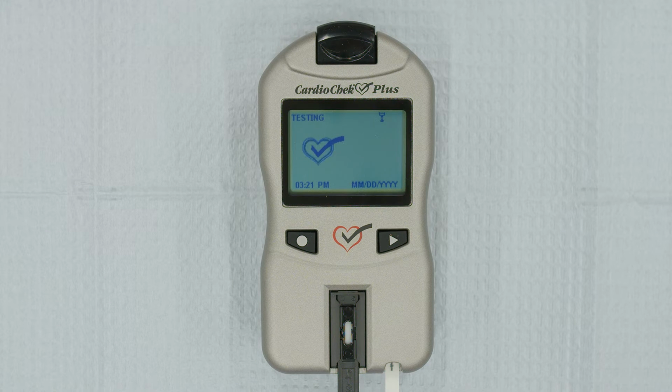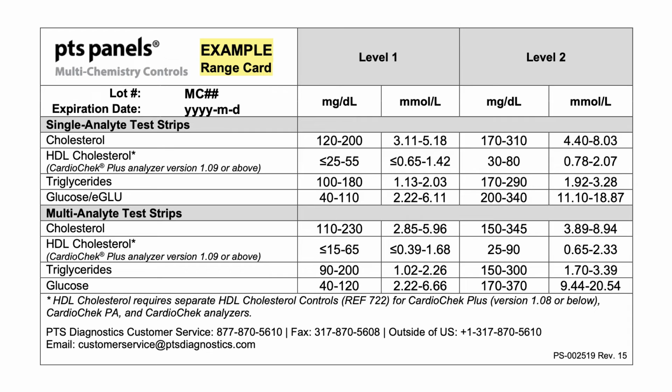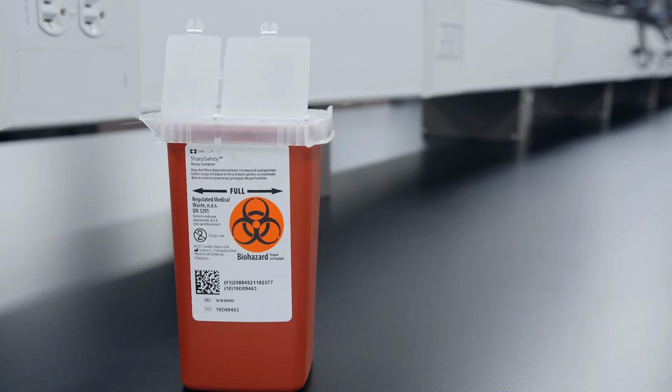Do not move the analyzer while it is testing. Once the results appear, check your range card to see if your results are within the specified range. Look under the header Single Analyte Test Strips on the card for the glucose/eGLU range. Look under the header Multi-Analyte Test Strips on the card for cholesterol, HDL cholesterol, and triglycerides ranges. Record your results, remove the test strips, and discard them in a biohazard container.